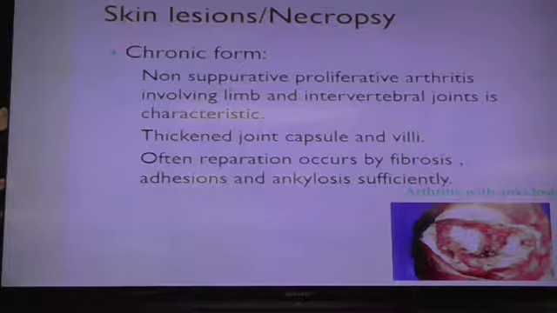So for the chronic form, you can have non-suppurative proliferative arthritis involving the limb and vertebral joints, as you see here. And you have ankylosis, which is basically stiffness of the joint, and thickening of the joint capsule. This is associated with the vasculitis, and fibrin exudate can also be deposited in these areas as well.